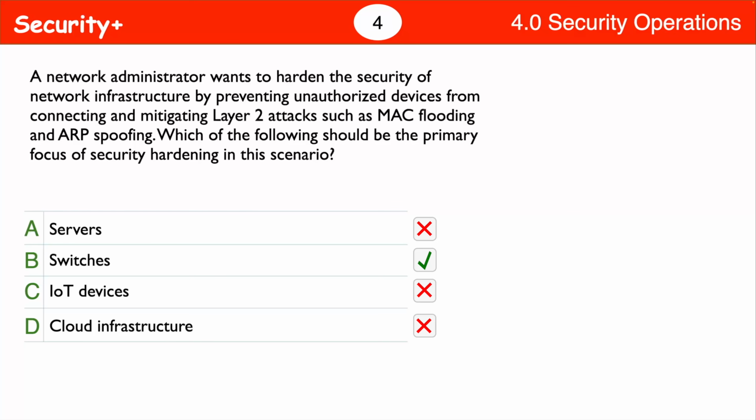Switches operate on layer 2, and that makes them the primary target for things like MAC flooding and ARP spoofing and unauthorized device connections. And for this question here, it kind of requires you to understand layer 2 on the OSI layer, and that's going to be the data link layer, in order to get this one correct.